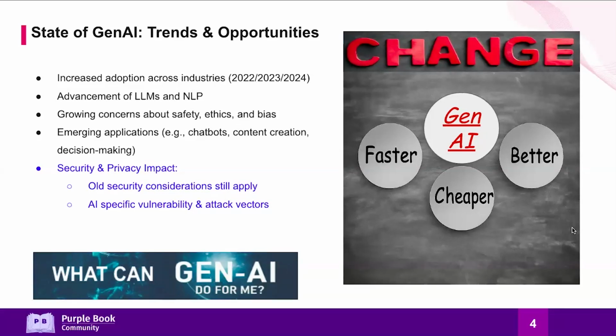So there's a lot of movement. This basically is based on advancement in the LLMs and NLP technologies. But it also brings significant concerns, majorly around safety, ethics, bias, explainability, and how this whole ecosystem actually impacts us.